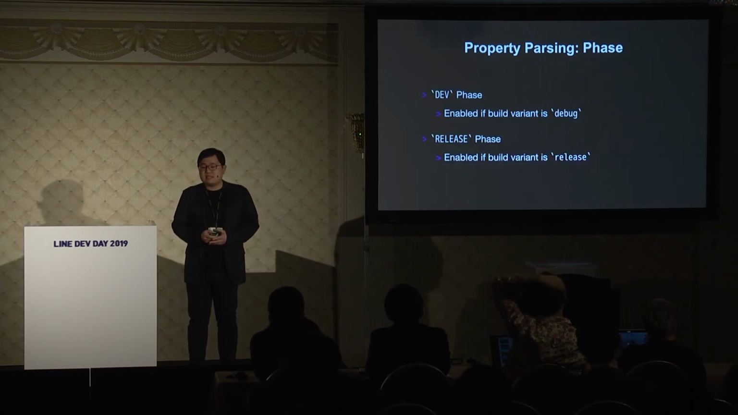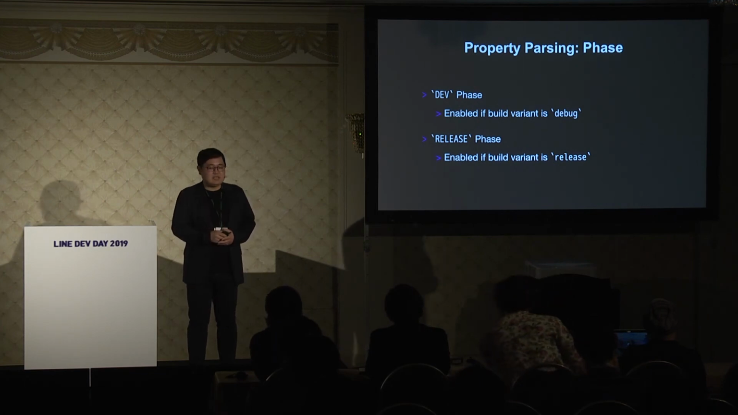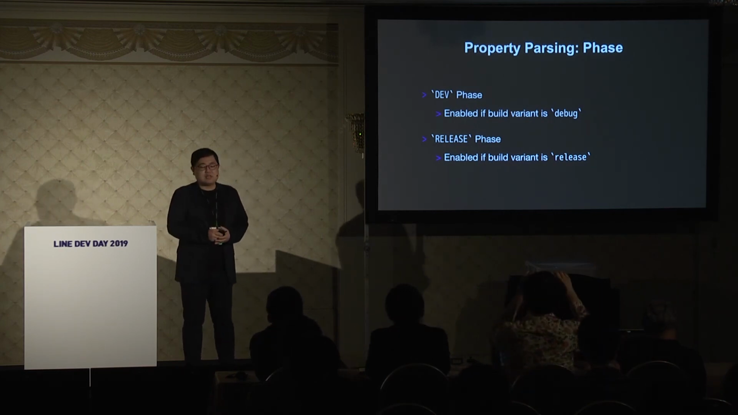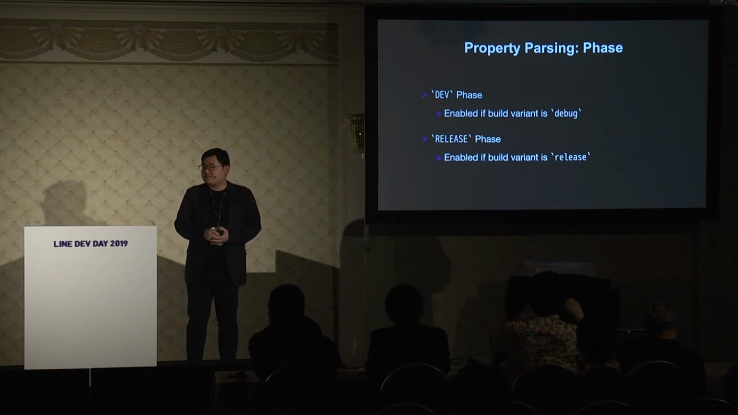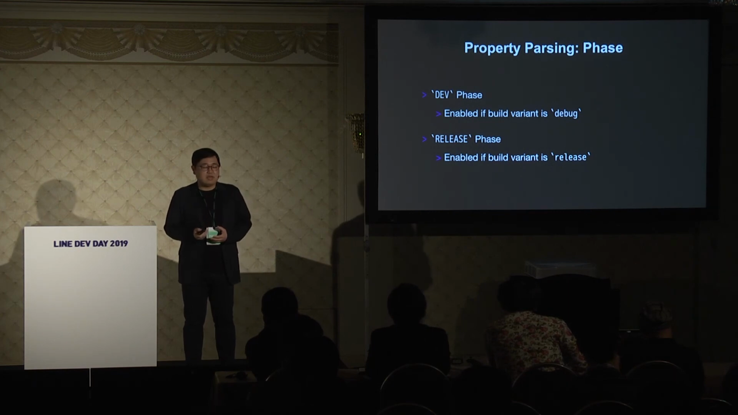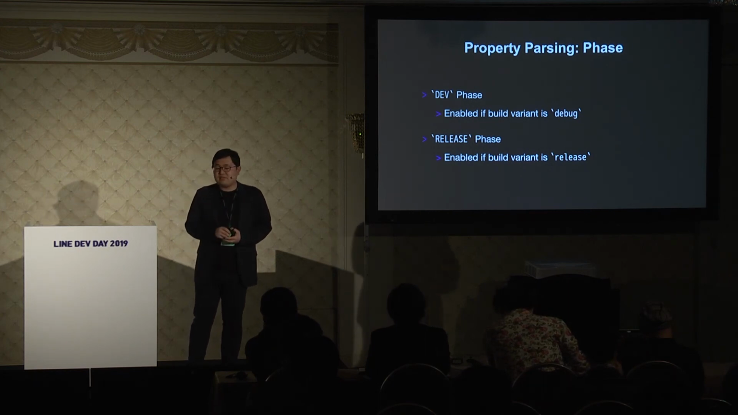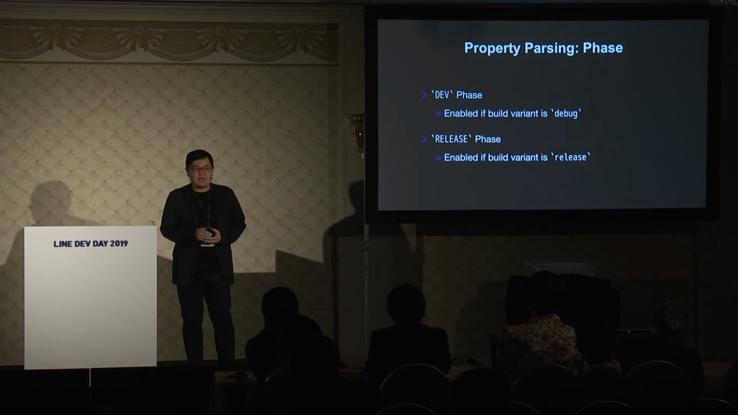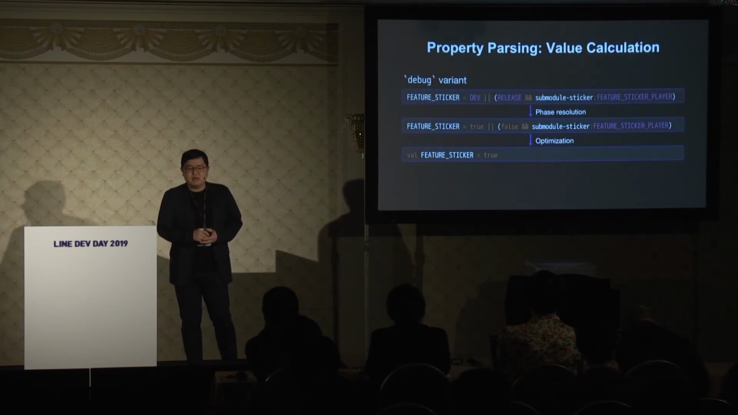So now, until we determine the flag's value, we have to interpret the dev or release phase, that is, under which conditions we can enable the feature. It is described in the build script, but now you can design it freely. But here, if the build variant is debug, it's the dev phase. If the build variant is release, it's going to be the release phase. Let's think like that. So let's look at the debug variant case.